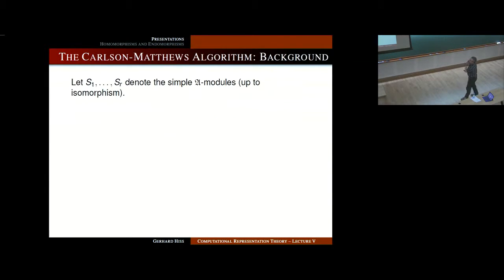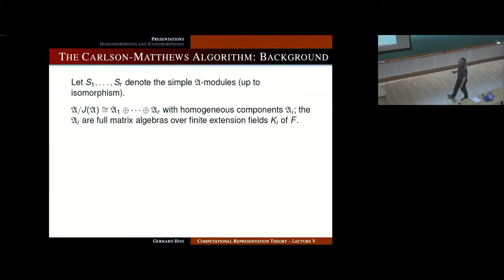Okay. What is the background? You take the simple modules up to isomorphism. There are finitely many. Then the vector algebra modulo the Jacobson radical is semi-simple, and you look at its homogeneous components. And these are full matrix algebras over some finite extension fields of F by the Artin-Wedderburn theorem. So they are matrix algebras over the endomorphism rings of the simple modules associated to them. And these are fields, so these are finite extensions of F.